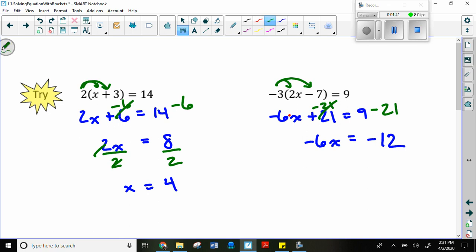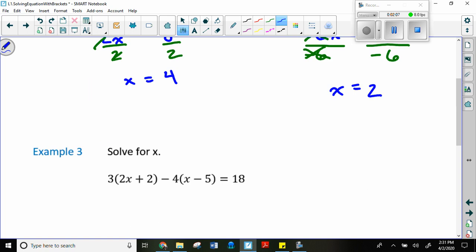Here we go. Okay, negative 6 multiplied by x. So we have to undo that multiplication by division. And remember, we've got to get rid of the whole negative 6. So if you do it to one side, we have to do it to the other side. X equals negative divided by a negative, positive. 12 divided by 6, 2.